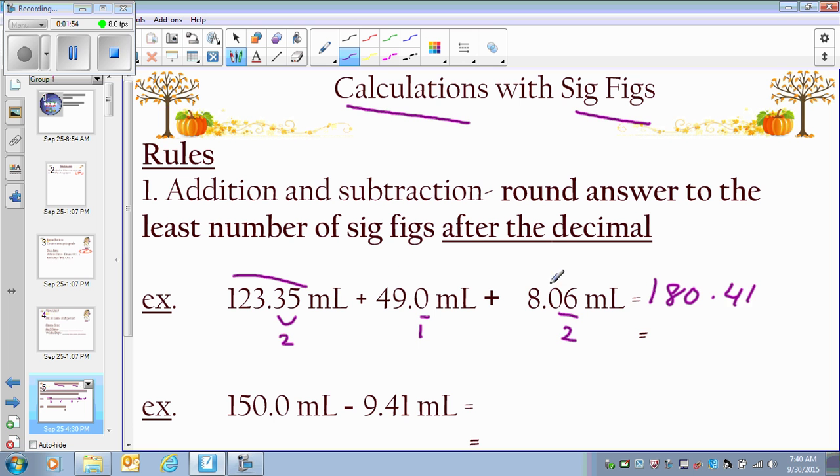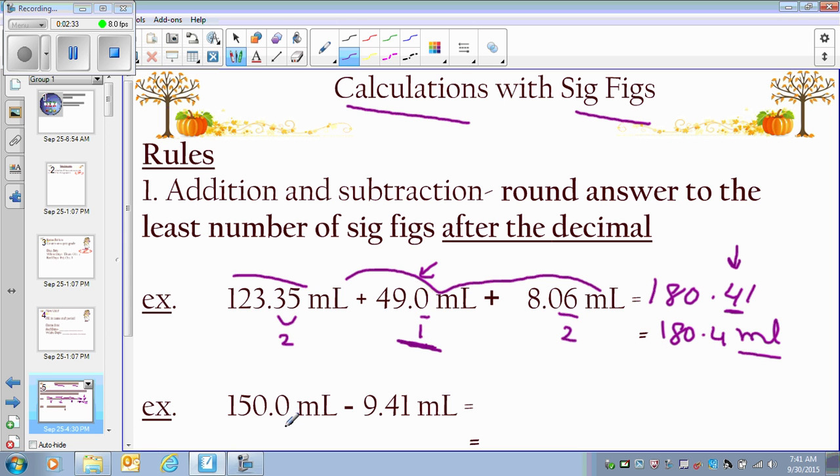So the rule is that you will choose your answer up to the least number of decimal spaces in your data. The least number of decimal spaces in my data is 1. That means my answer can only have one decimal space, one significant digit after the decimal point. So my answer will be 180.4 milliliters. When we add the units, milliliters plus milliliters plus milliliters, it will be just milliliters. So this is how we will be doing the addition or subtraction, no matter what the question is about. If you ever do addition or subtraction, this is the rule you're following.